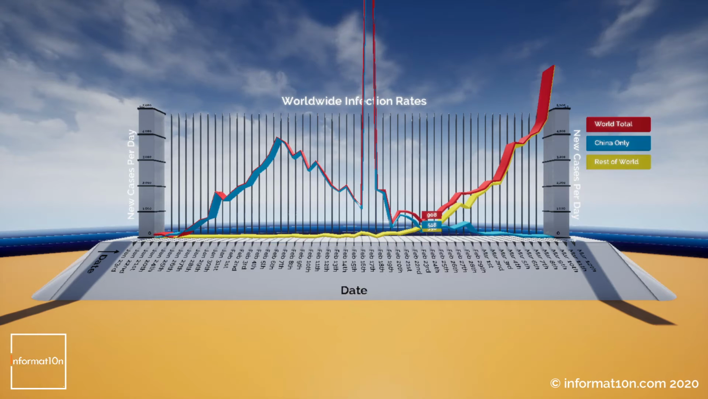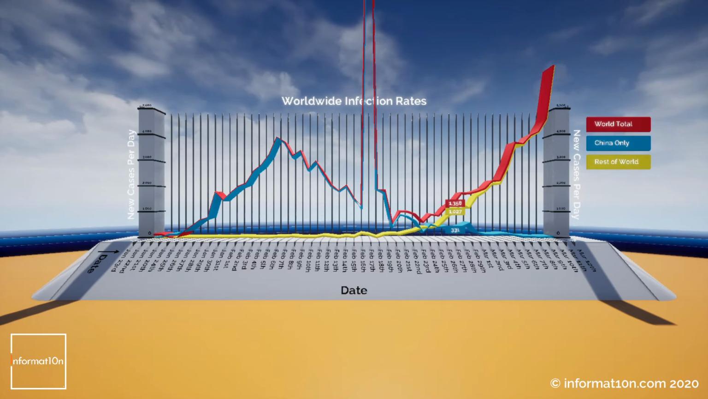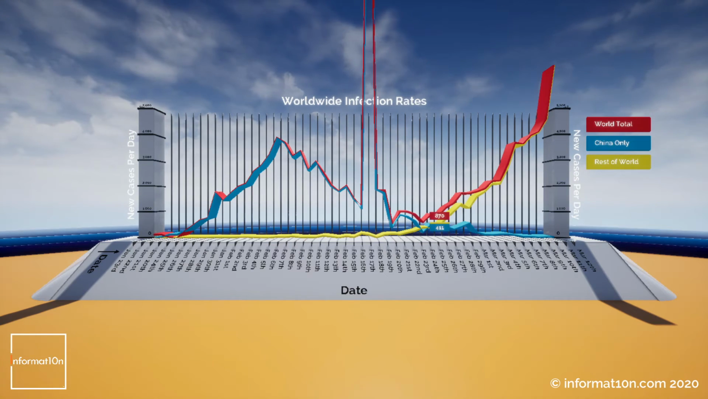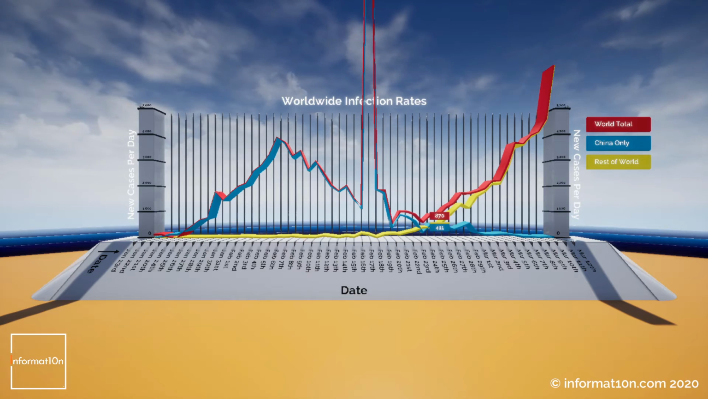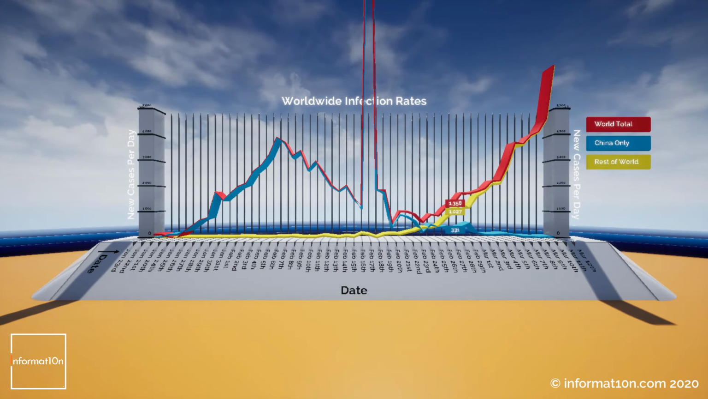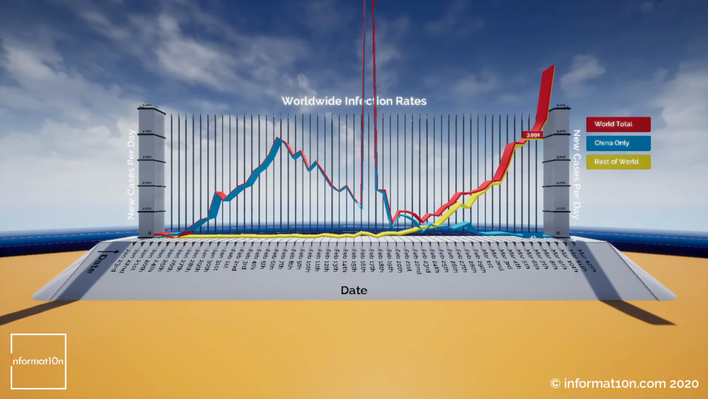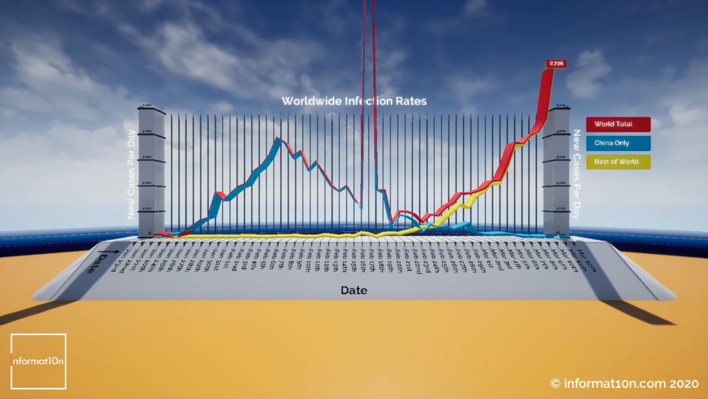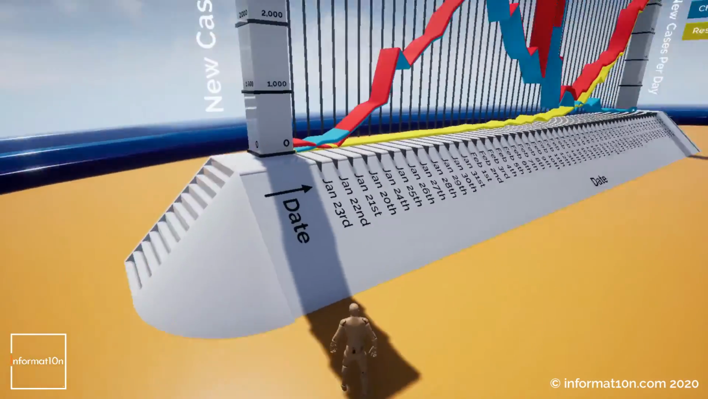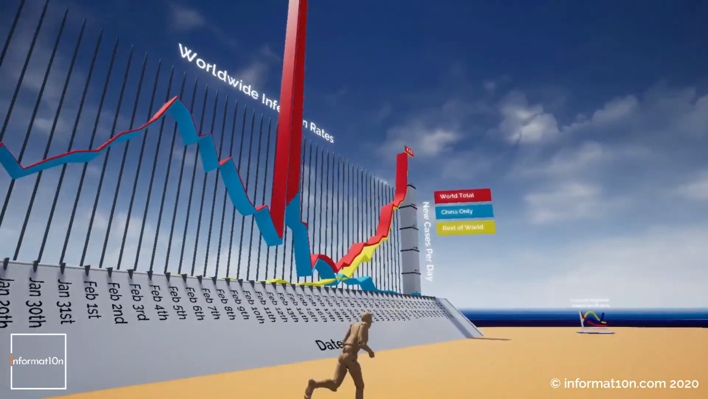Towards the end of February, you can see that the blue line for China starts to drop off, which means that the number of new cases in China is coming down. And at the same time, the yellow line starts to rise. So this is the number of new cases outside of China starts to increase. And at the end of the chart, the red line and the yellow line are pretty much mirroring each other because almost every new case is taking place outside of China.